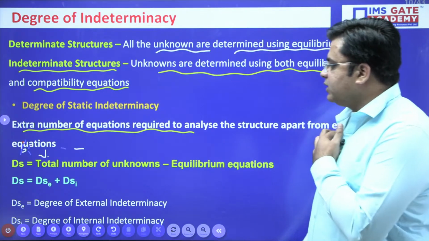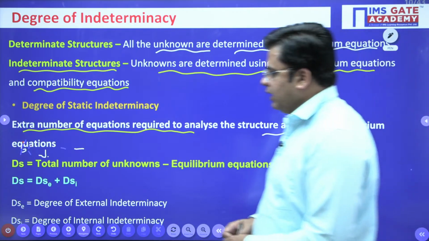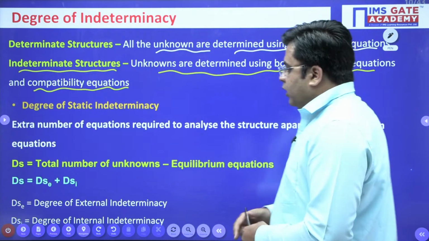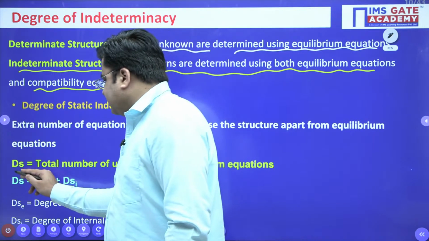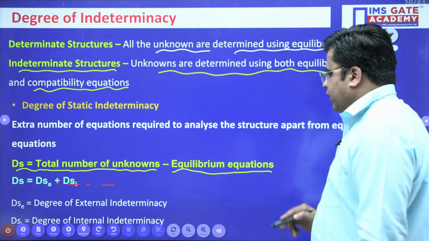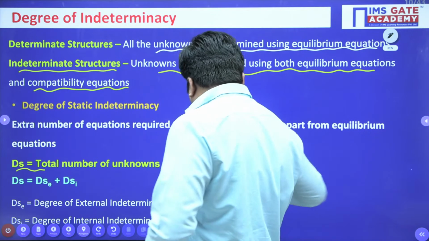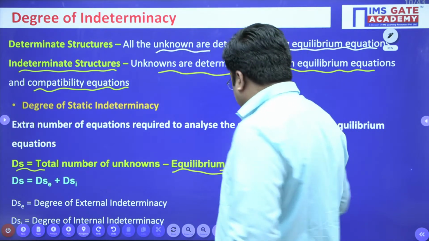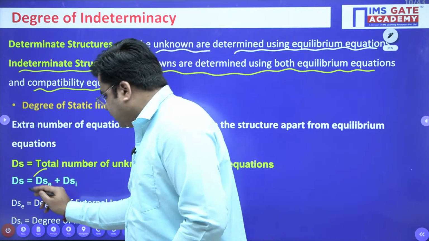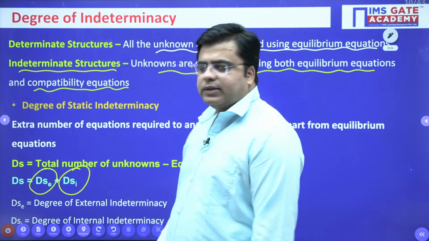So the number of extra equations required to analyze the structure apart from the equilibrium equations are termed as degree of static indeterminacy, okay? So the degree of static indeterminacy DS is equal to total number of unknowns minus the equilibrium equations, okay? So DS is equal to degree of external indeterminacy plus degree of internal indeterminacy. Please understand this.